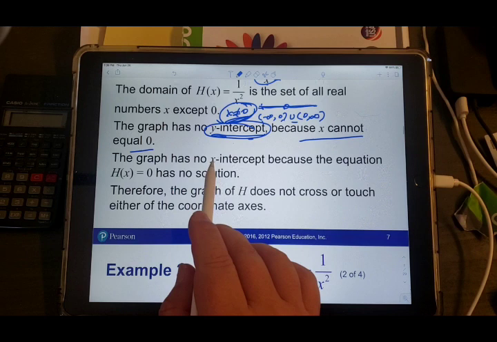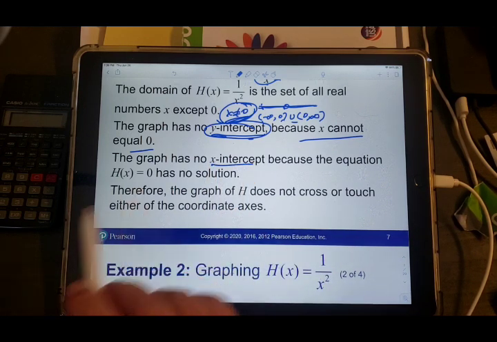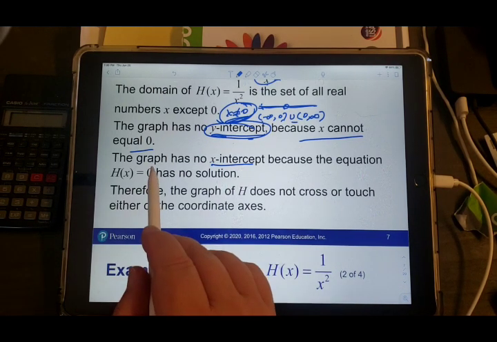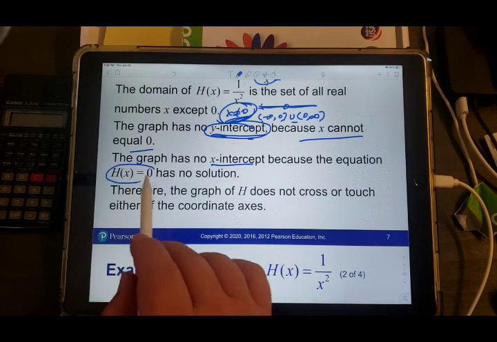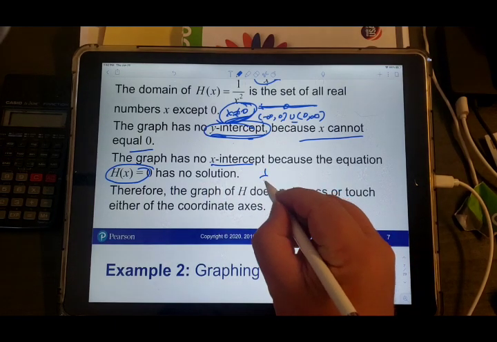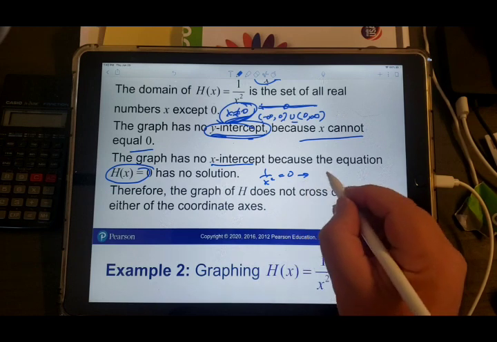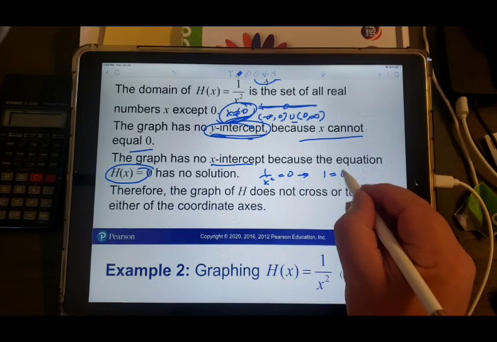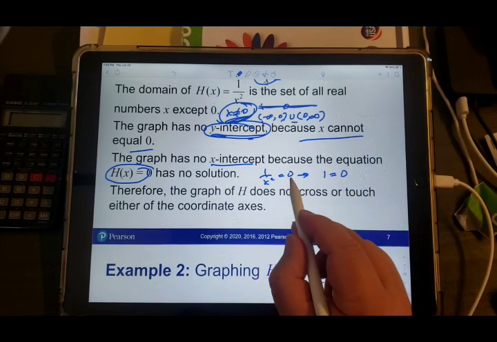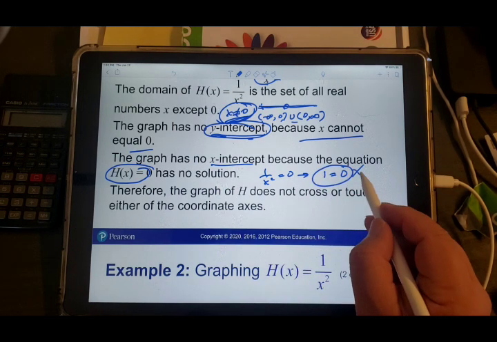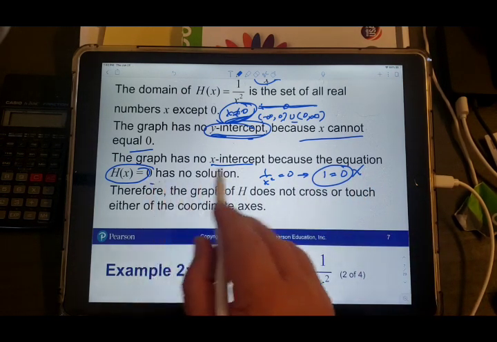All right. The graph has no x-intercept. Again, this is kind of review, I guess, from chapter R maybe, or maybe it doesn't go that far back, but set the function equal to 0 and try to solve that. Well, if I cross multiply, I'll get 1 equals 0 literally, because x squared times 0. There's no solution to this, so there is no x-intercept.